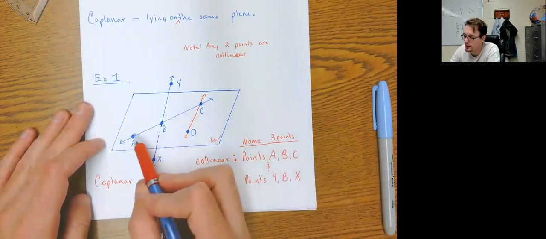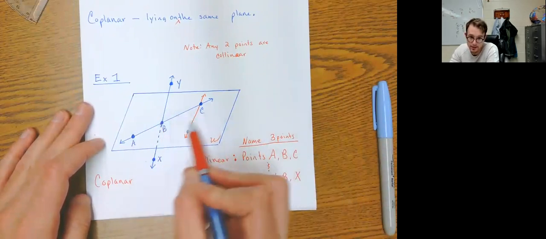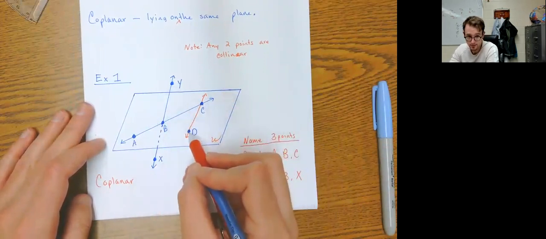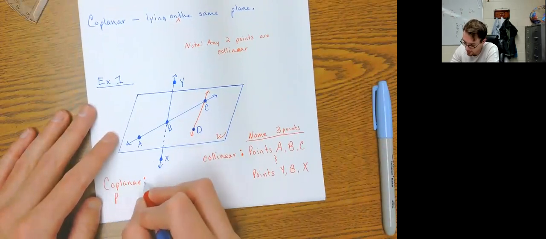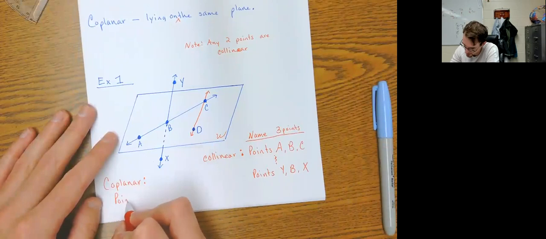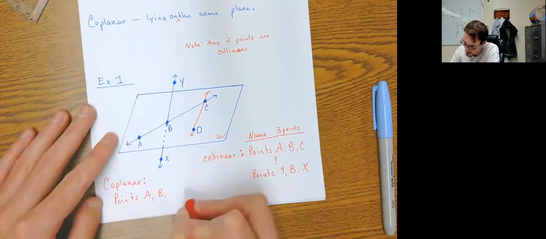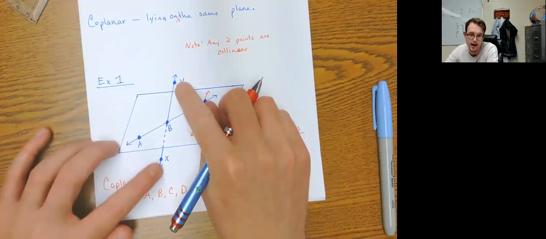That would be A is on this plane, B is on this plane, C is on this plane, D is on this plane. So far we have points A, B, C, and D. Now the question is Y and X.